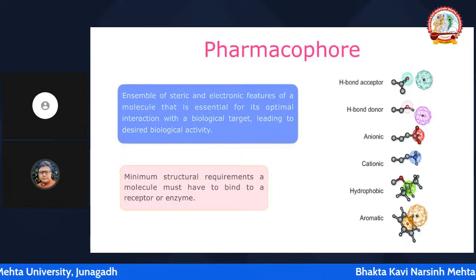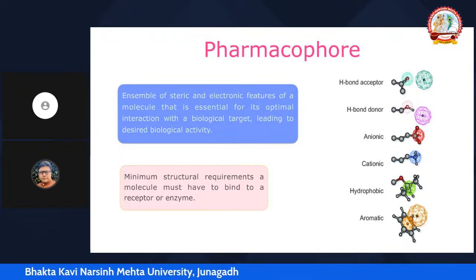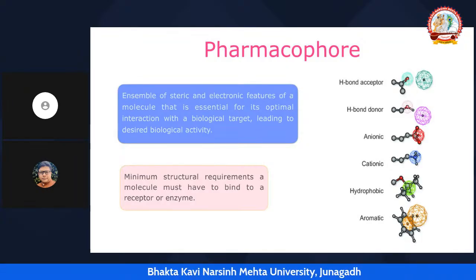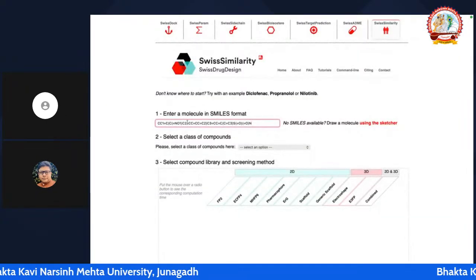Now in Swiss Similarity, you can enter the molecule of your choice, or a structure which you have identified and want to work around. Like, again, I will pick up donepezil. I'll pick up valdecoxib. Okay, this is a project that my students have performed. I will share the paper with you.